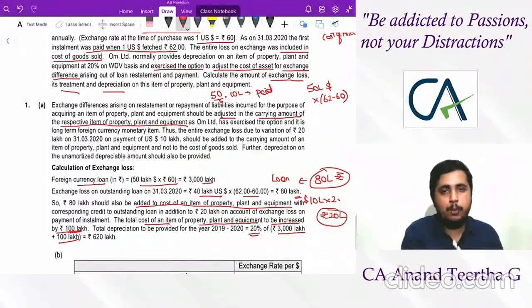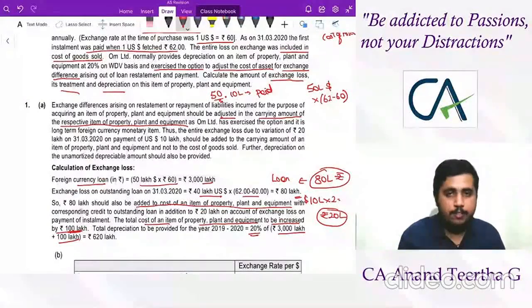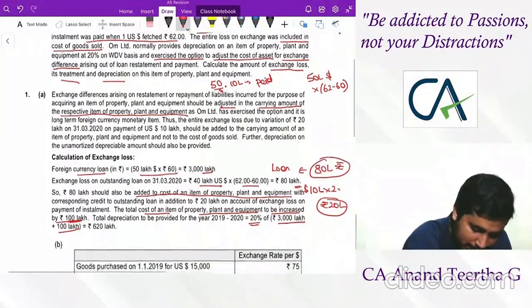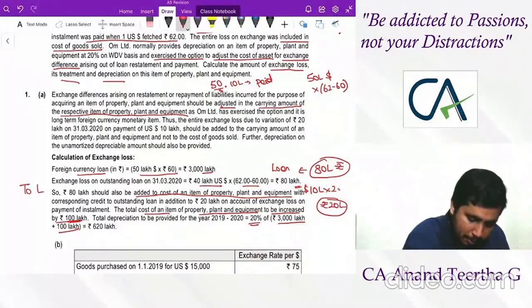Here 60 rupee loan is getting converted to 62 rupees, which means 2 rupee of loan is increasing. If that is the case, if I have to pass a journal entry for this, what will happen? 2 loan it will take place, because loan is a liability. Debit will be given to ERD.